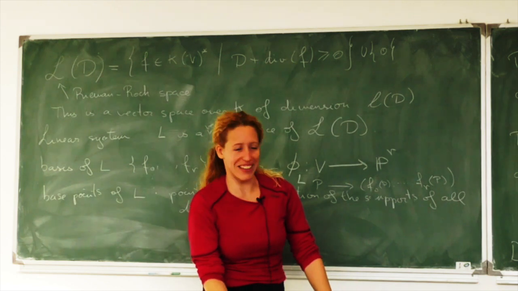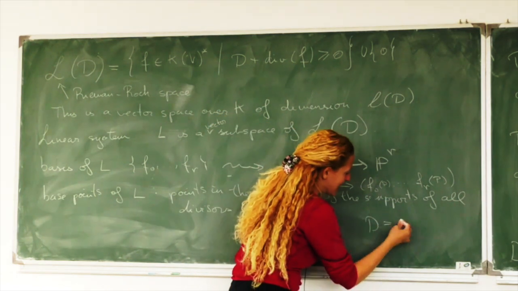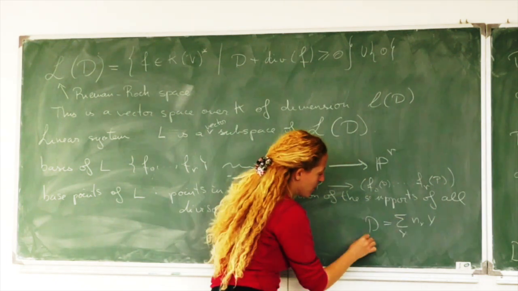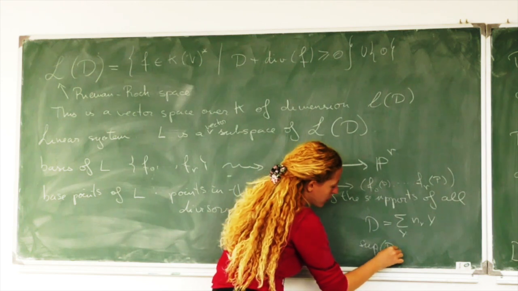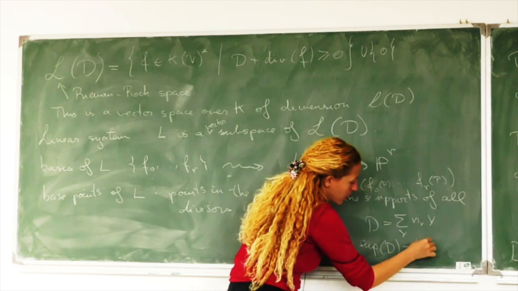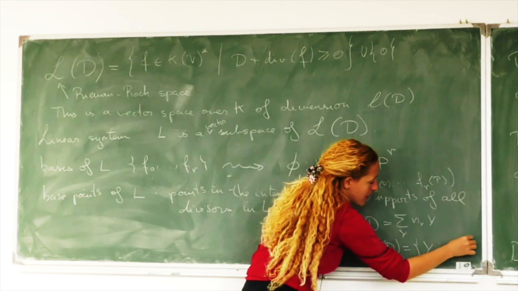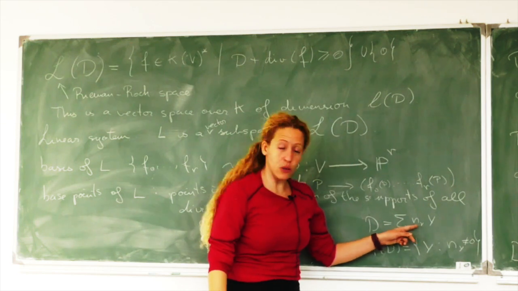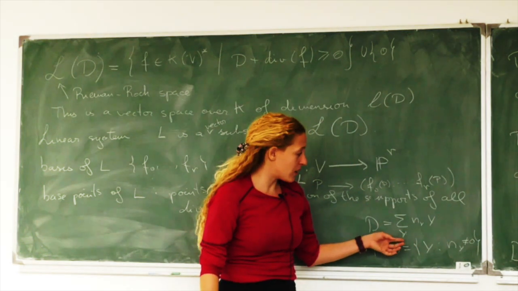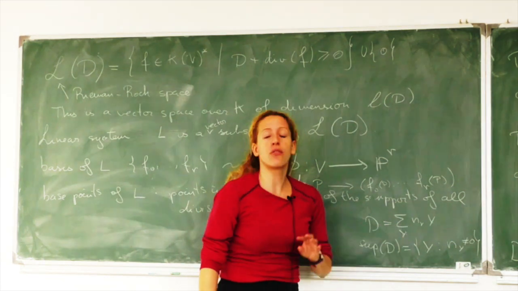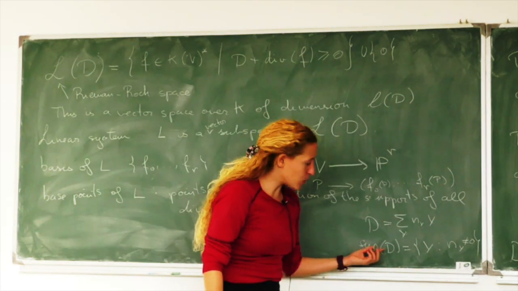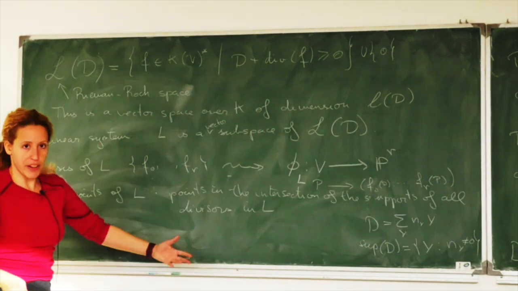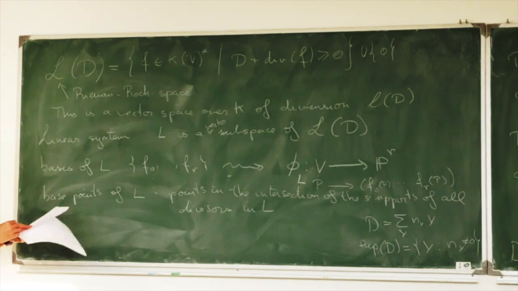I'm just going to define it again, just in case. If we have D equal to this sum, the support of D is the set of places where the coefficient is different from zero. We said that this is equal to zero for almost all places, so it is not equal to zero only for a finite number of places. So actually this support is a finite set. So I can take the intersection of all those things and get a finite set. And this is the base points of L.